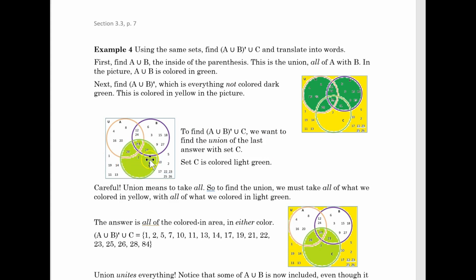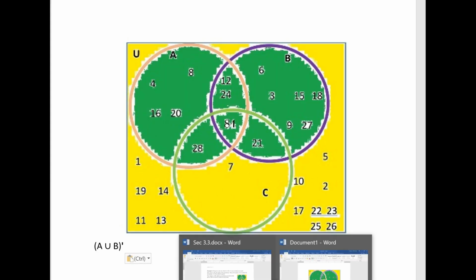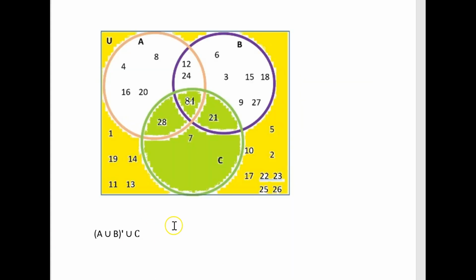So I've colored C in light green here for you. And now what we have to do is take the union. So we have to color in all of that. That means we're going to take everything that we colored in yellow here with all of set C. And what's that going to look like? Find A union B complement union C. It's all of this colored in area, the yellow colored in area with the green colored in area.